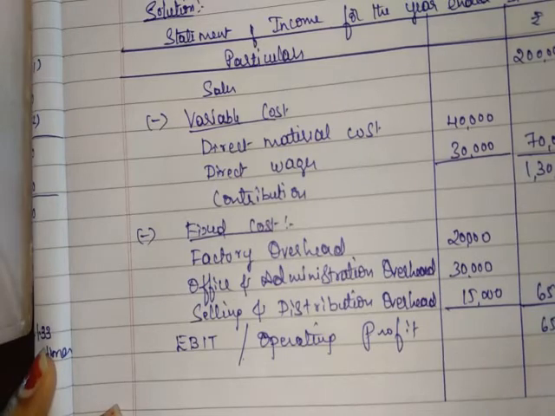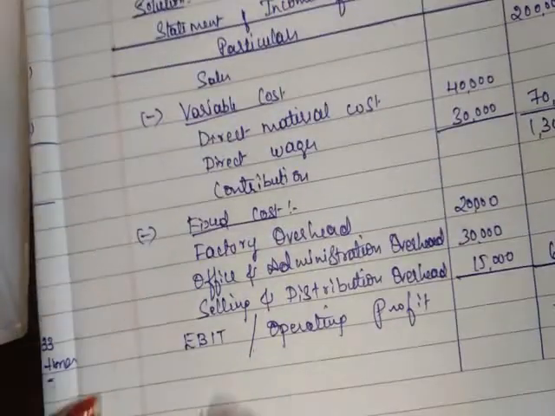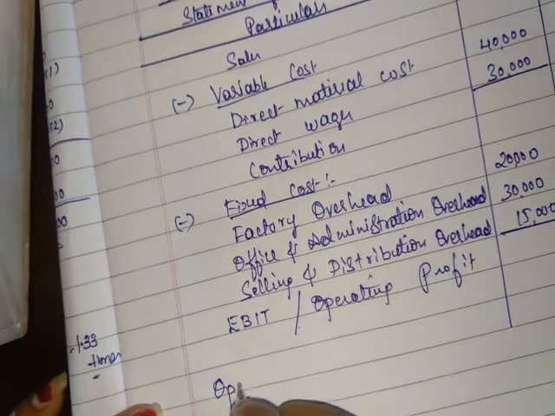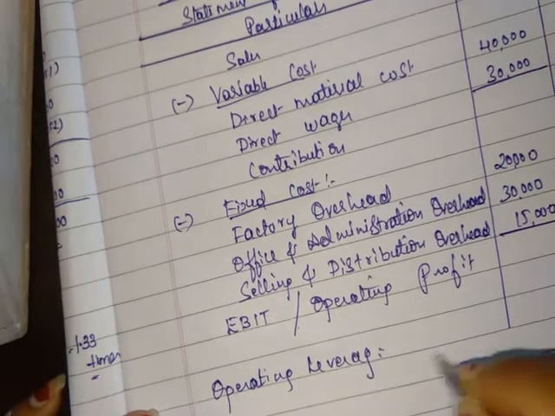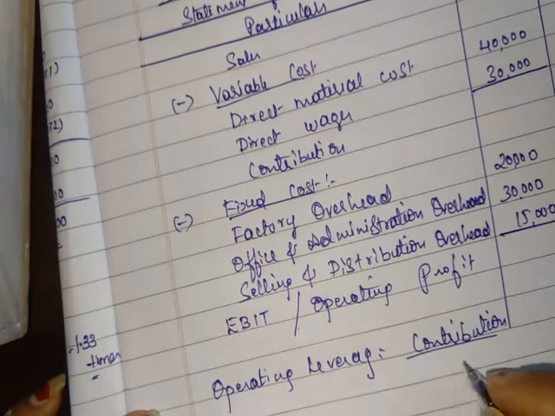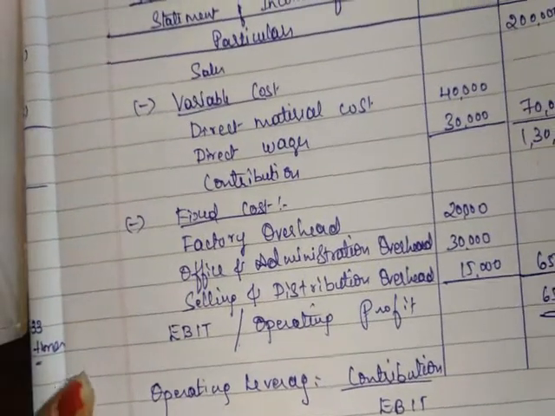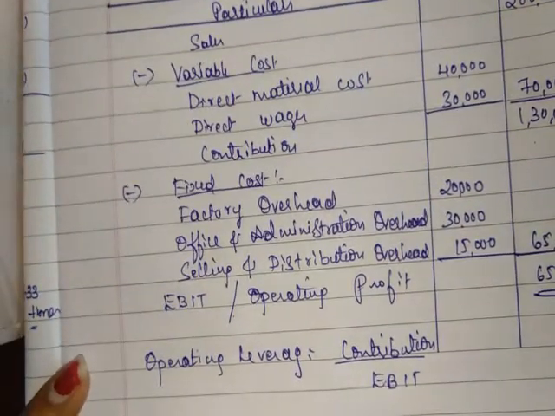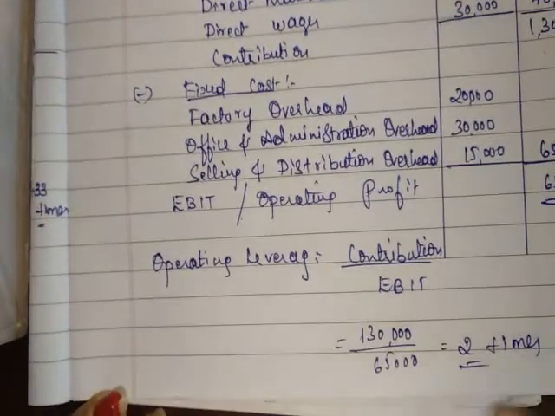It is 65,000. Here they have asked just to calculate operating leverage. So operating leverage is equal to contribution divided by EBIT. Contribution is 1,30,000 divided by EBIT 65,000. So operating leverage is 2 times. Thank you.